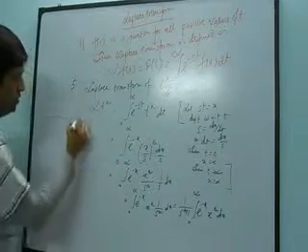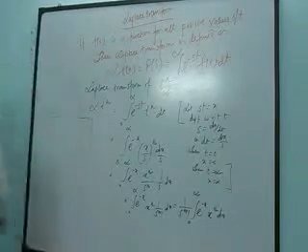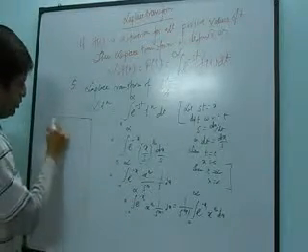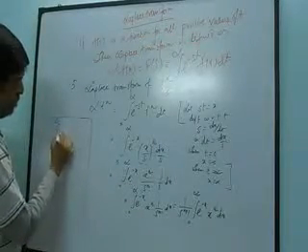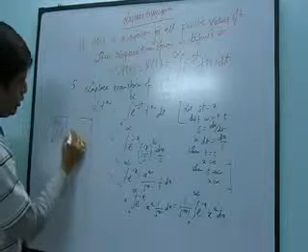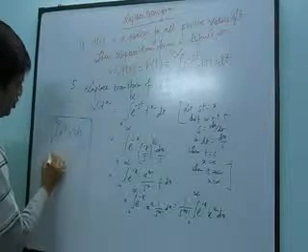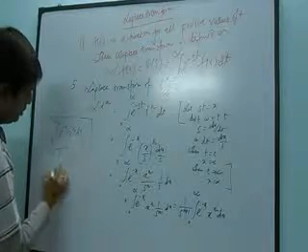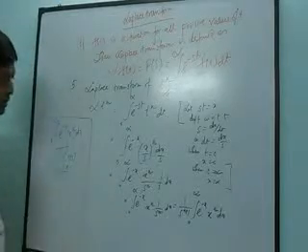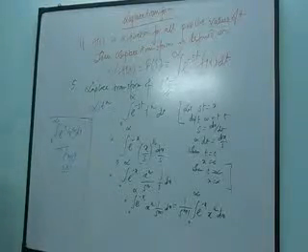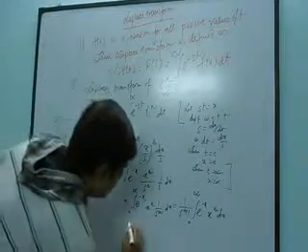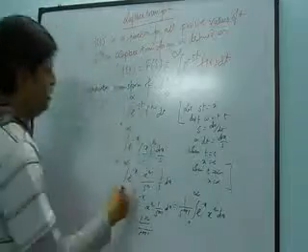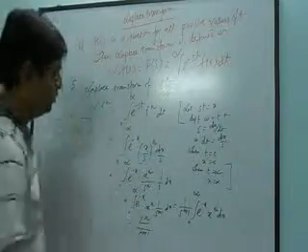Now this part, the integral from 0 to infinity of e to the power minus x, x to the power n dx, is equal to gamma n plus 1, which equals factorial n. So now the expression becomes factorial n divided by s to the power n plus 1. This is the Laplace transform of t to the power n.